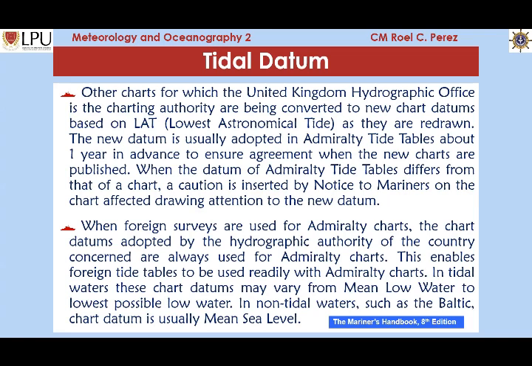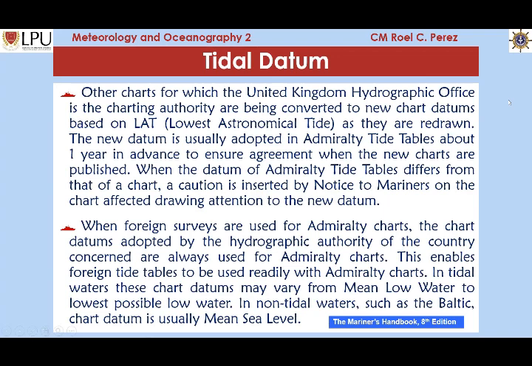When foreign surveys are used for Admiralty charts, the chart datums adopted by the Hydrographic Office of the country concerned are always used for Admiralty charts. This enables foreign tide tables to be used readily with Admiralty charts. In tidal waters, these chart datums may vary from mean low water to the lowest possible low water. In non-tidal waters such as the Baltic Sea, chart datum is usually mean sea level.